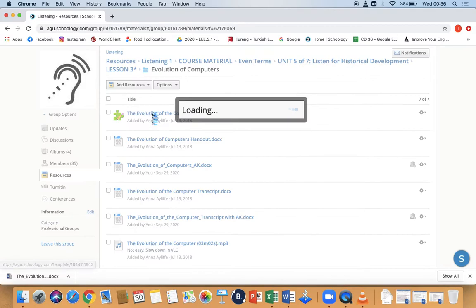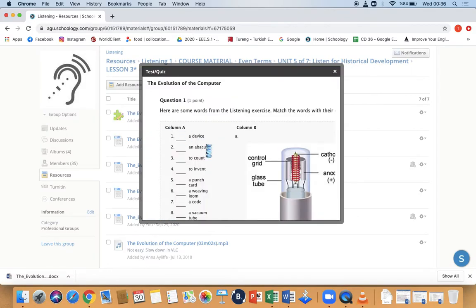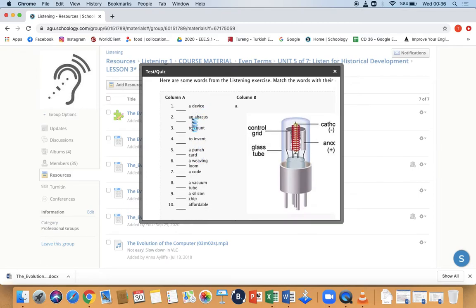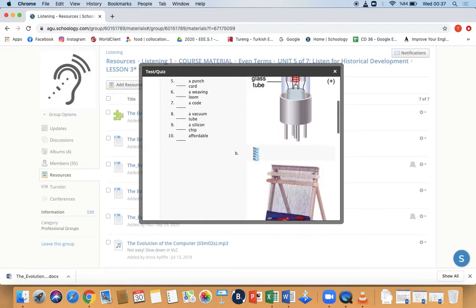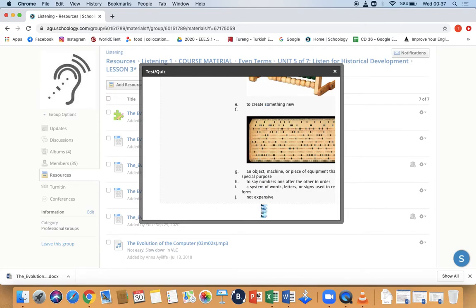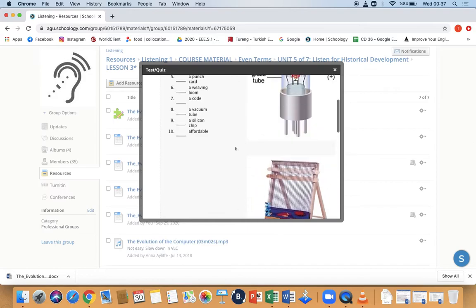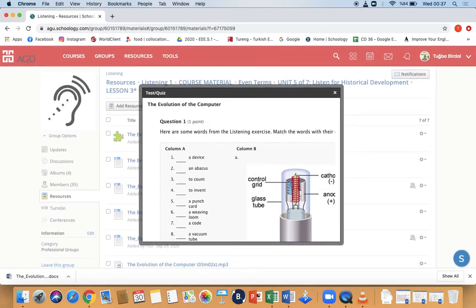Okay? When you click on it, you will see that there are some words: a device, an abacus, to count, to invent, a punch card, a weaving loom, a code, a vacuum tube, a silicon chip, and affordable. And in column B, we have some pictures and we have some definitions. You should check the meanings of the words and you should match them with the pictures or with the definitions. This is the first step.